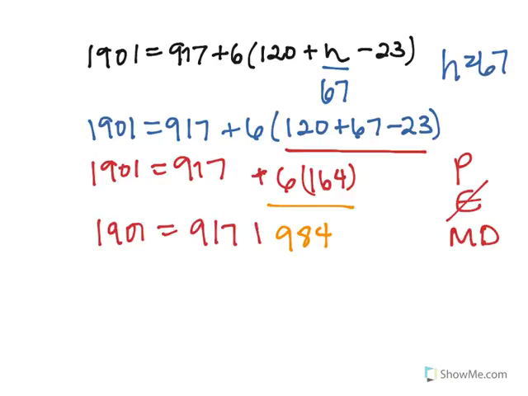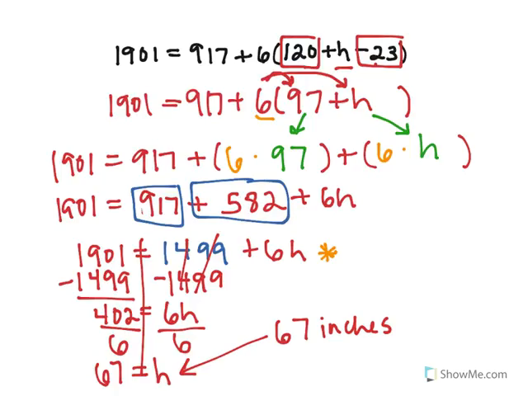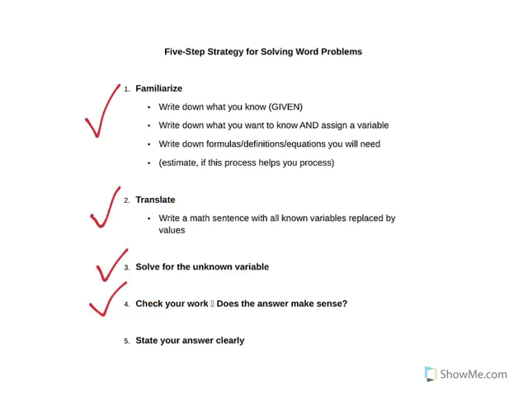And then the final step is to do 917 plus 984, which sure enough equals 1901. We've successfully checked our answer. So we can go back here and check off step 4.